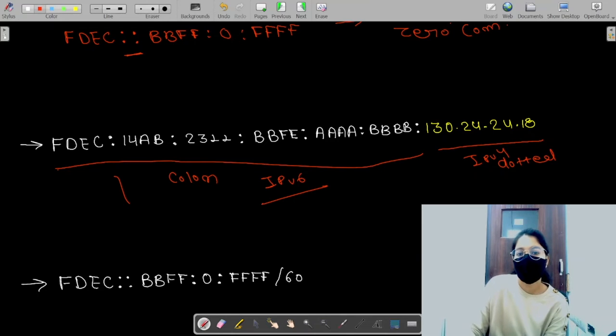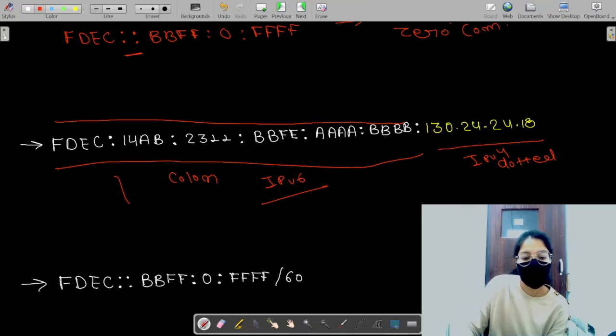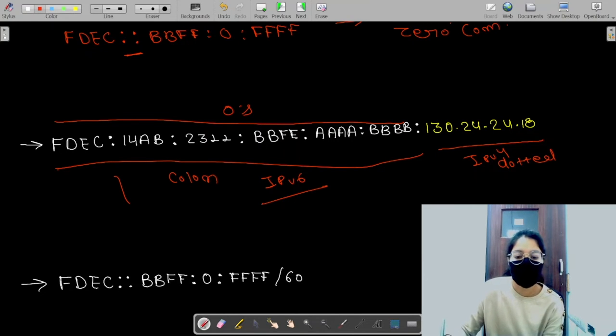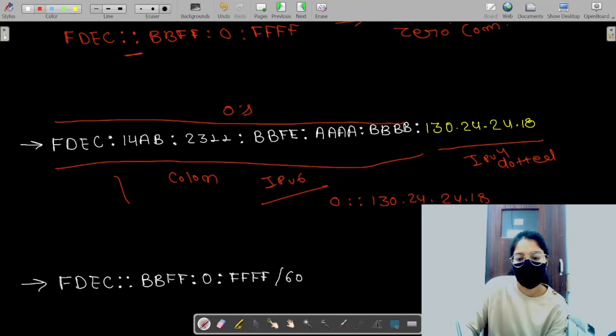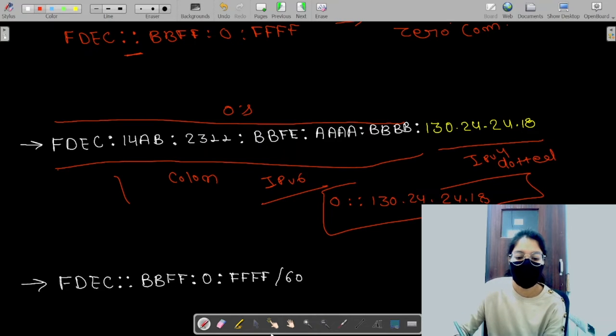And one more situation occurs here. If you think that these are all zeros, there also we can use a double colon, then 130.24.24.18. So like this also we can write it. So this is mixed representation.